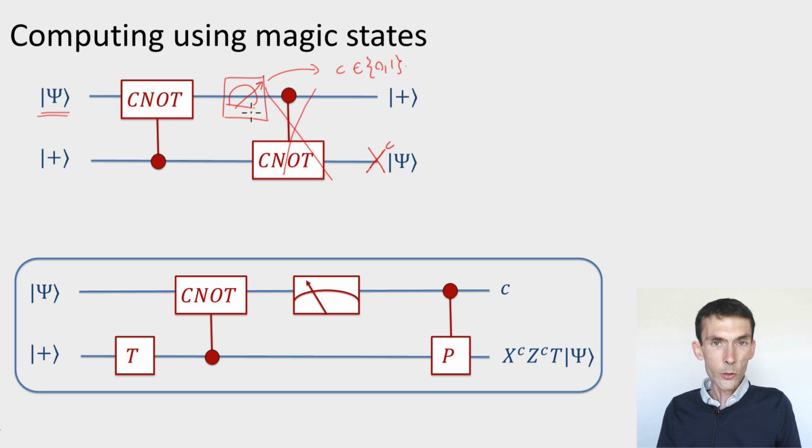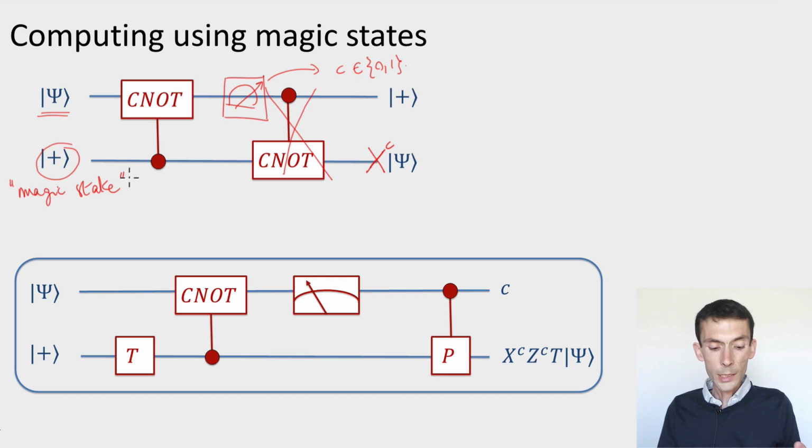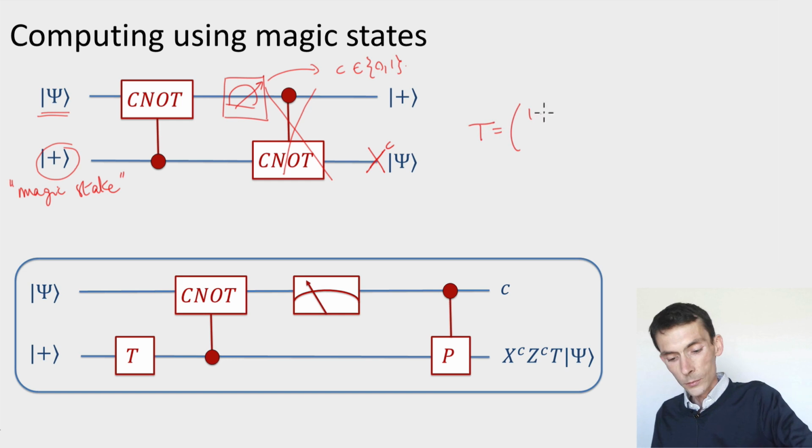And what did I need in order to do that? Simply the CNOT, the measurement, and preparing what is the magic state for the case of this gate, the plus state. So that's what we'd call the magic state here. Okay, so how do we do this for the T gate now? Recall that the T gate was equal to this gate.